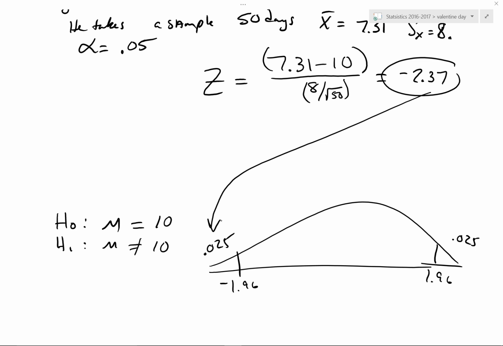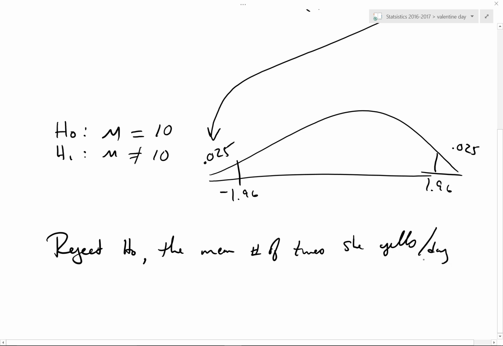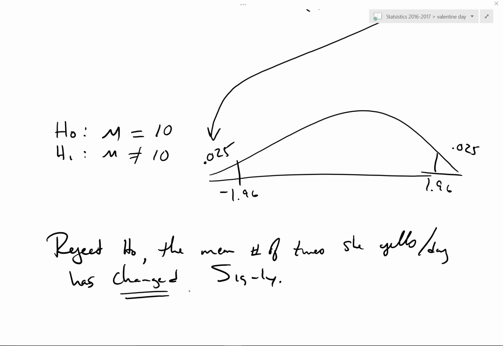Now, I don't know what it is, but I do know this, friends. We're going to reject H naught. And what does that say? It says the mean number of times his mom yells per day has changed significantly. Now, it's important to note, we cannot say it's gotten less, because we were asked about changing, and we can say it's changed. Cannot really truly say it's decreased, but yeah, we have a pretty good idea.